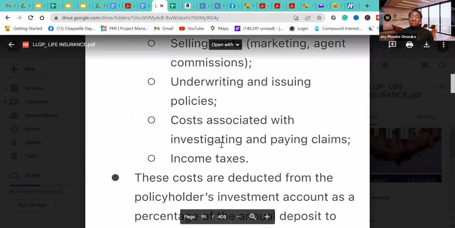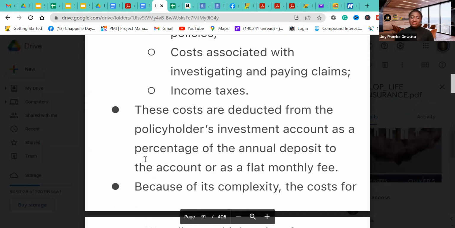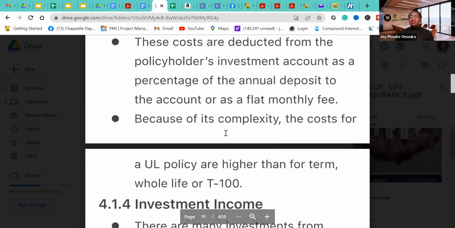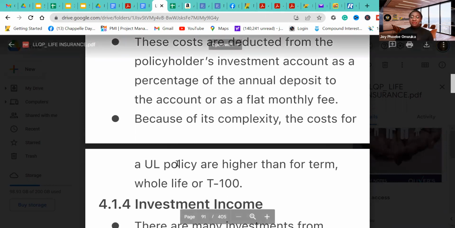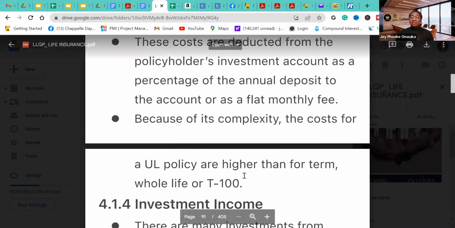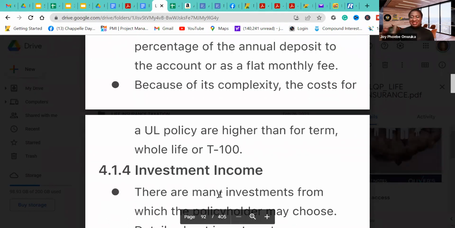Now, costs associated with investigating and paying claims are self-explanatory. And then income taxes. These costs are deducted from the policyholder's investment account as a percentage of the annual deposit to the account or as a flat monthly fee. Because of its complexity, the costs for a universal life policy are higher than for term, whole life or T100. Interesting.